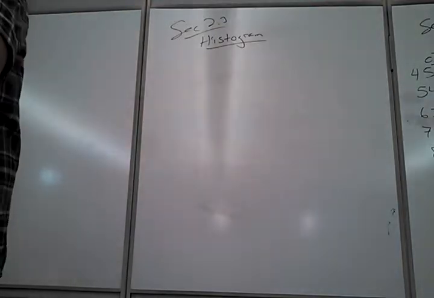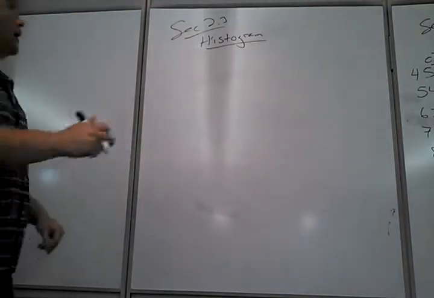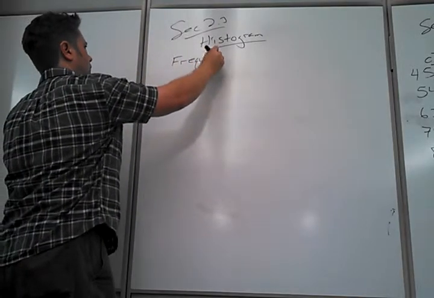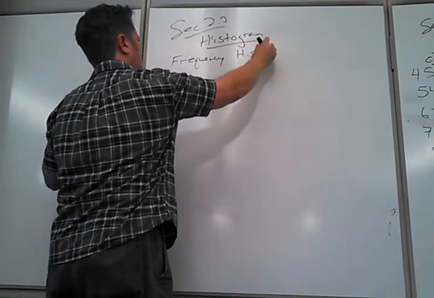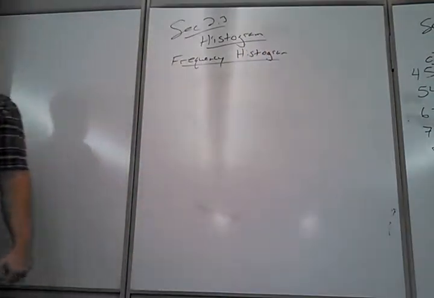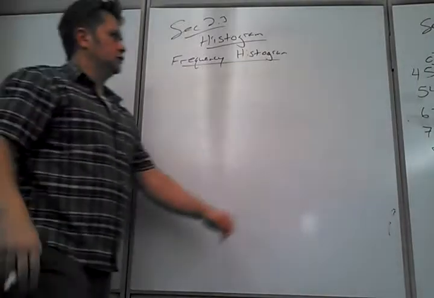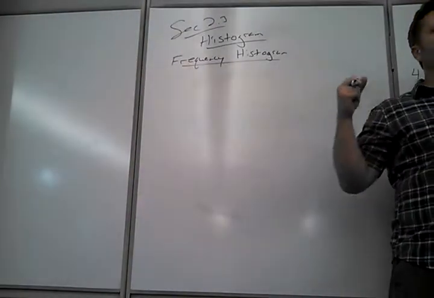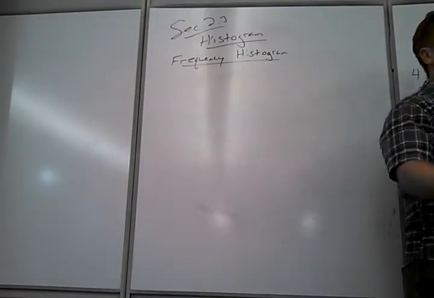And let me be more specific. I want us to make a frequency histogram, which just means what? What do you think that means? I should use these numbers, not these. So if I wanted these numbers to be used, I'd say make a relative frequency histogram, right?